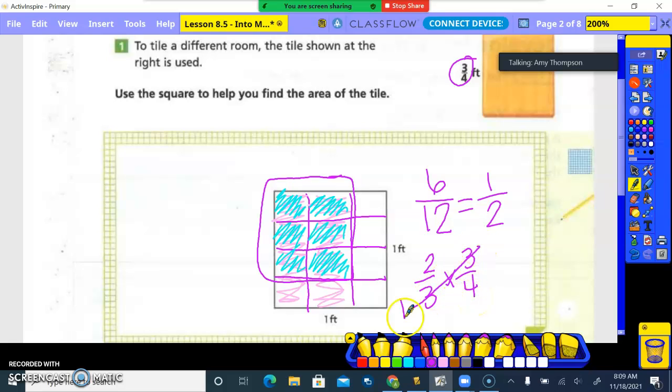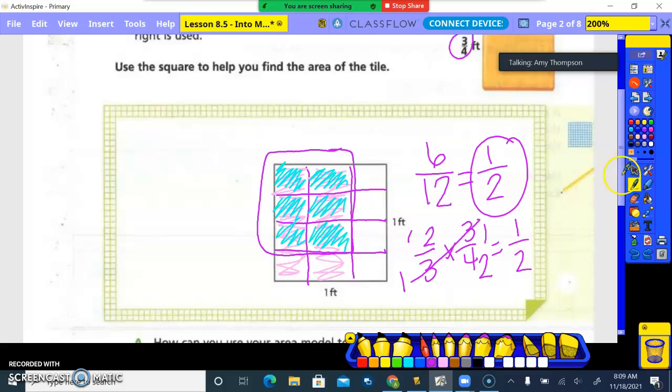Yep. So this becomes 1 and 1. This becomes 1 and 2. And then it equals 1/2, correct? So our answer is 1/2.